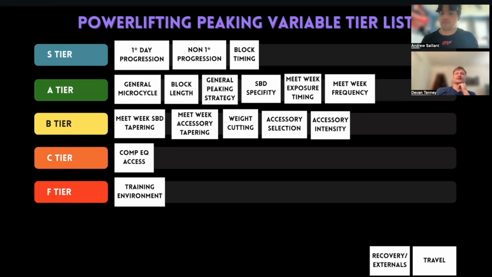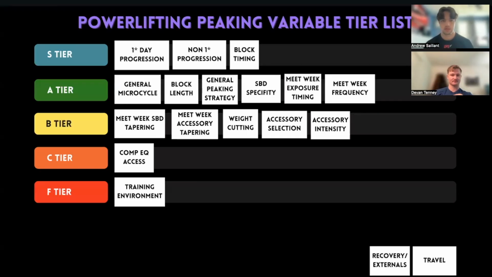Yeah, and the way I'm viewing the SBD tapering is if you've got the primary day progression, the non-primary day progression, and the block timing, especially if you're training in, you probably won't need to do much tapering because you've got the more important things down. However, if you don't have those more important things down, there might be more that needs to be tapered off. Same is true for the opposite. So I think this is one that's largely contingent upon more important things, in my opinion.